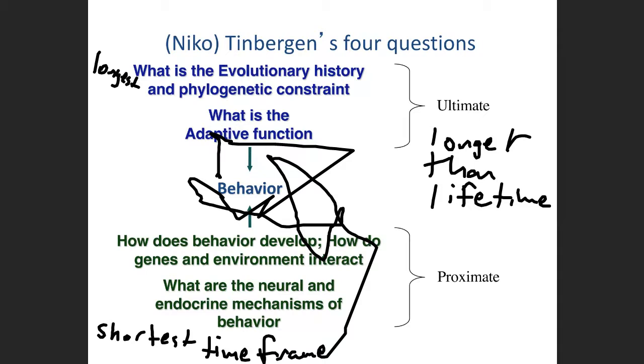But similarly, two species can share a behavior because it's specifically adaptive in some environmental dimension that they share, or because they both evolved from an ancestor that had that trait. That's often an important evolutionary question. So those are ultimate questions, and the proximate questions in Tinbergen's framework included how behaviors develop. This is the longer term, but within the lifetime of an individual, where you think about genes and environment interacting. And then on the shortest time frame, what are the hormonal and neural mechanisms underlying behavior?